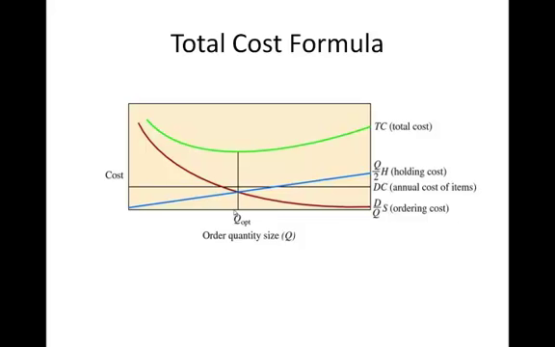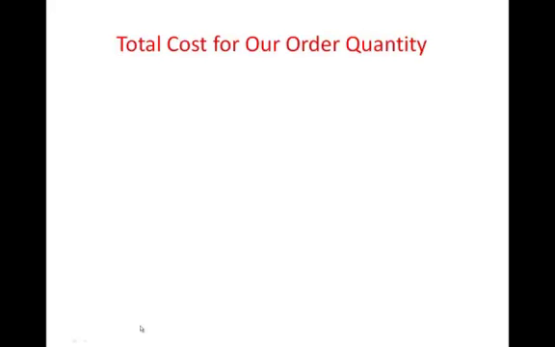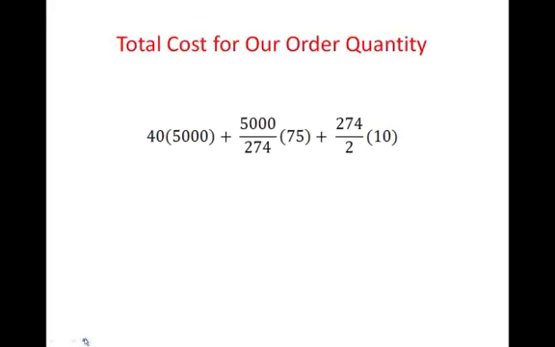That's why when we used an order size of 274, we found that the annual ordering cost and the annual holding costs were the same. Let's take a look at the total cost for our order quantity. The first thing we'll do is take $40 and multiply by our annual usage of 5,000 units. That will give us our total purchase cost over the course of the year.